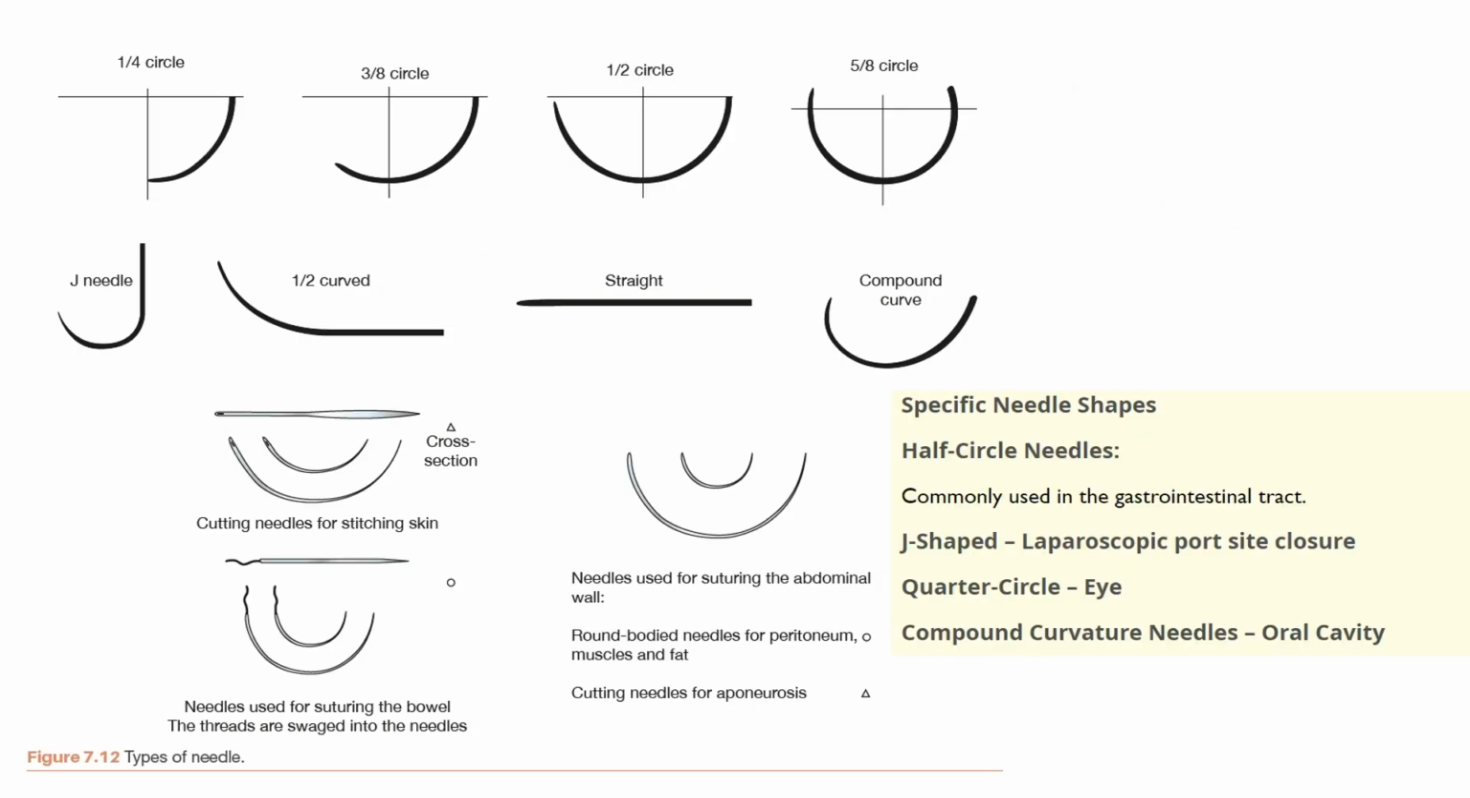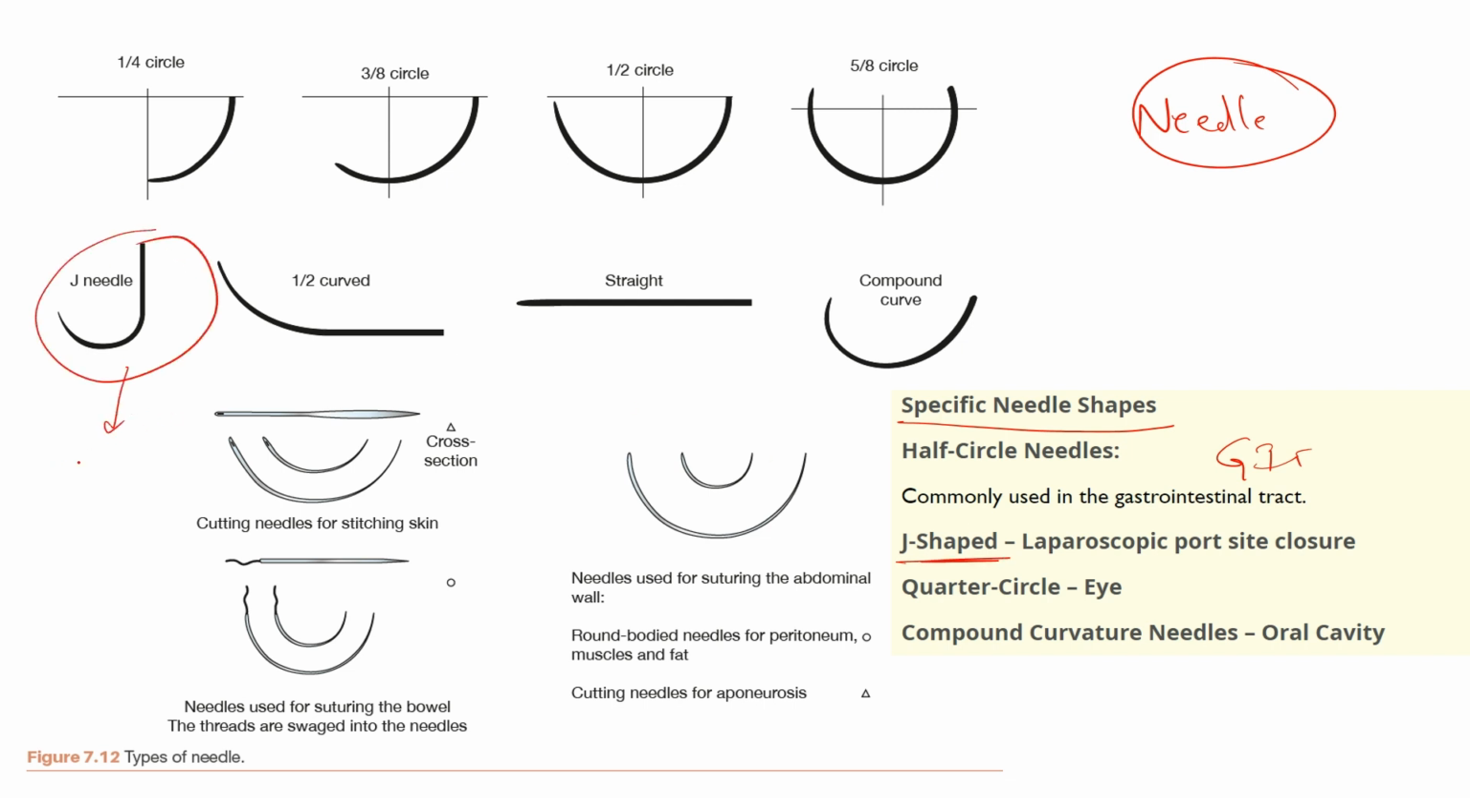Okay. Now, obviously, what will you hold with the needle holder? Needle. So again, needles are a very important topic. You need to remember a few basic things. These are all the different configurations of the needle, and we need to remember specific needle shapes. Half circle needles are usually used in GIT, and J shape is very convenient and useful to close the port site in lap surgery. So this is for laparoscopic port site closure.